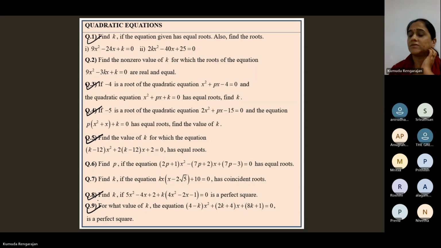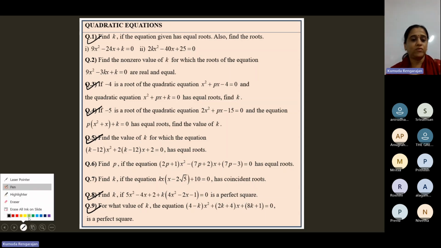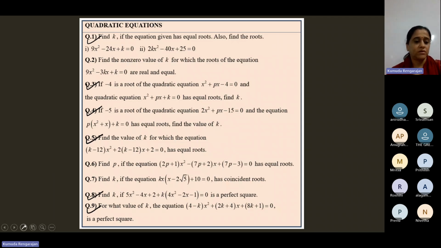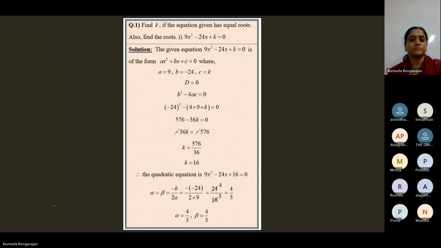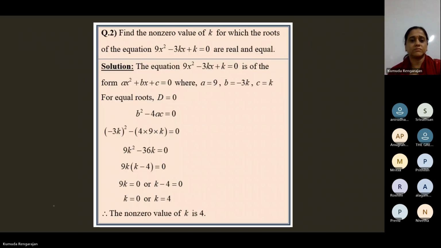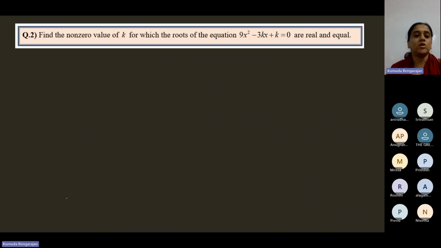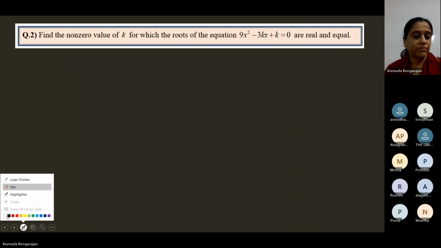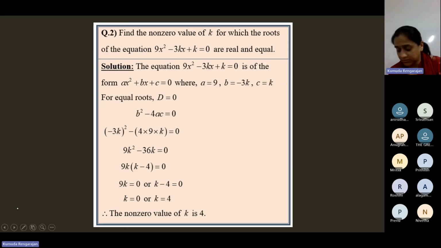That's all? Okay, thank you so much. So 1, 3, 4, 5. 1, not 2 we'll do now. So 3, 4, 5. So we have to do 2, 6, and 7. Okay. 2, 6, and 7. Yes. Find the non-zero value of k for which the roots of the equation are real and equal. Yeah, please work.